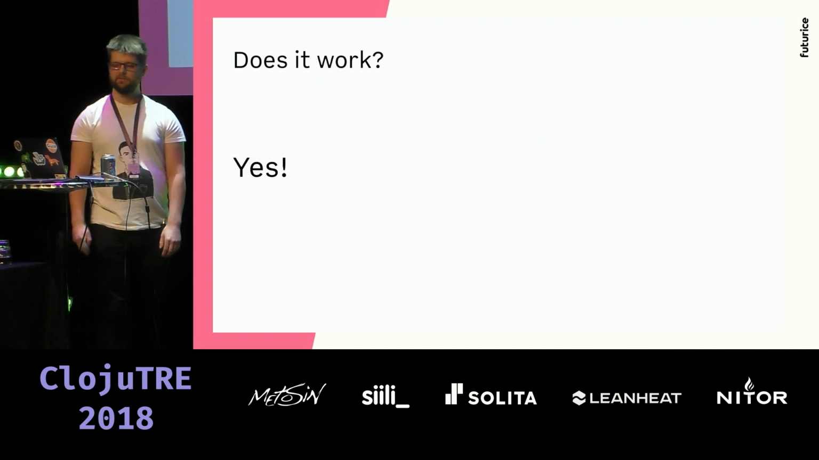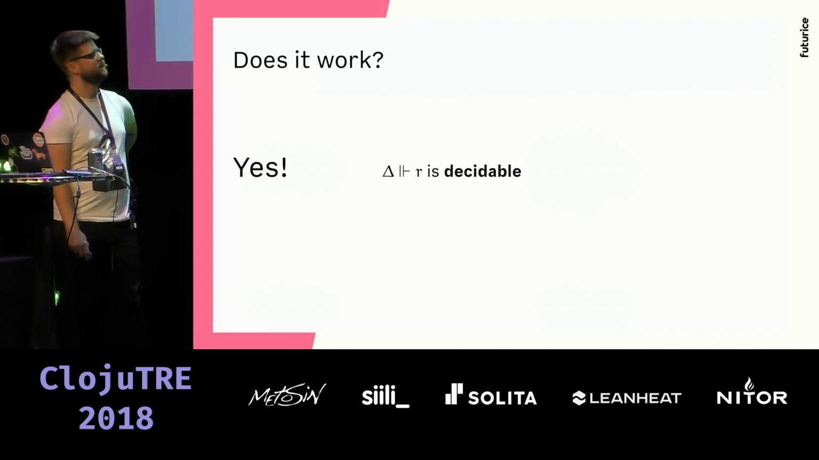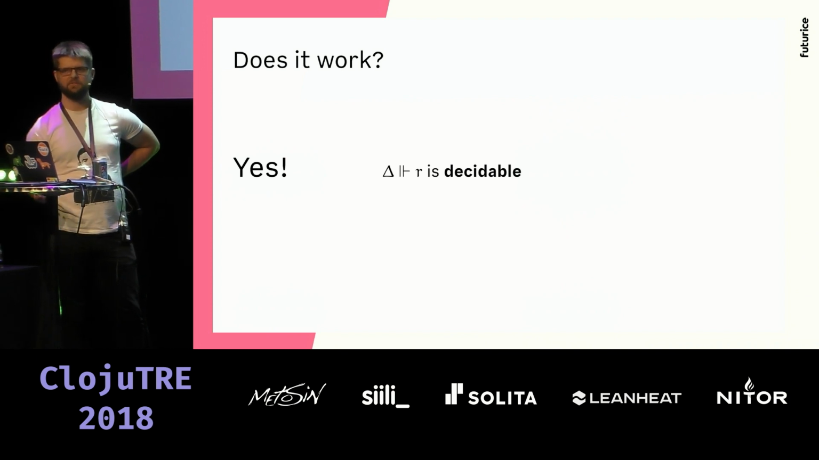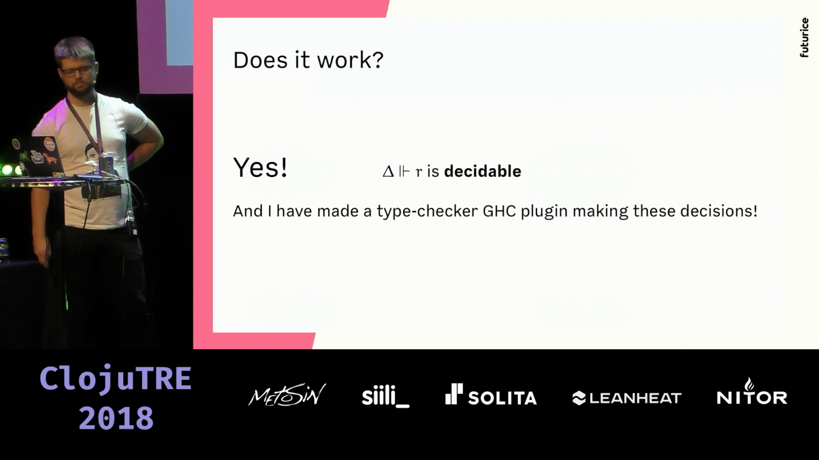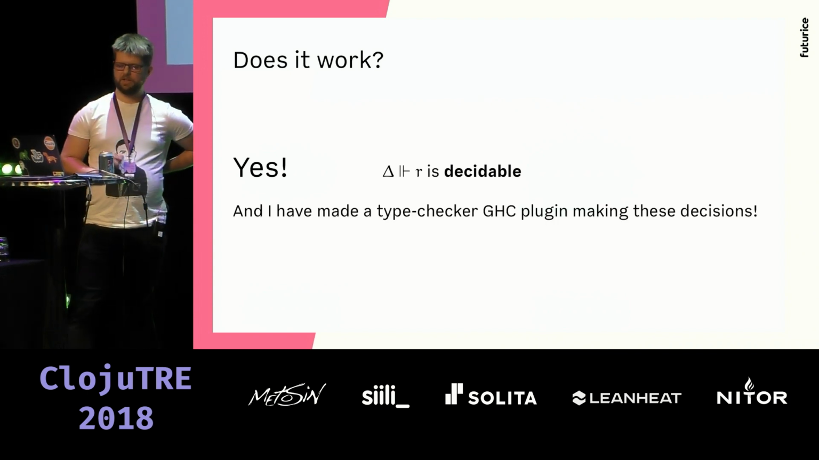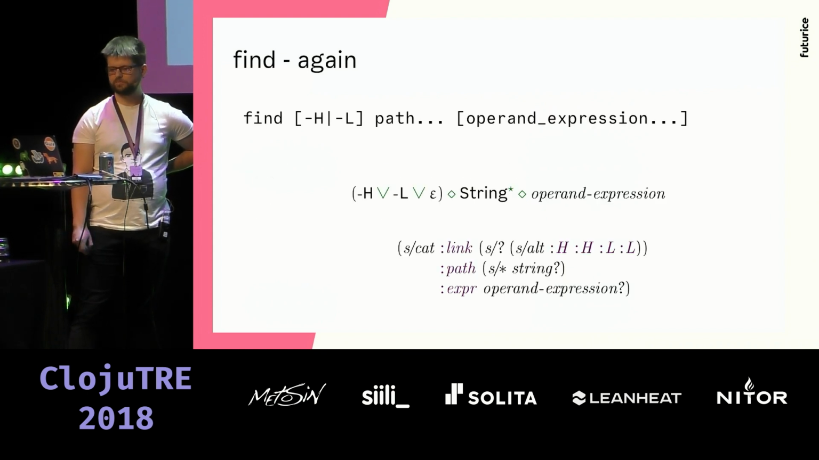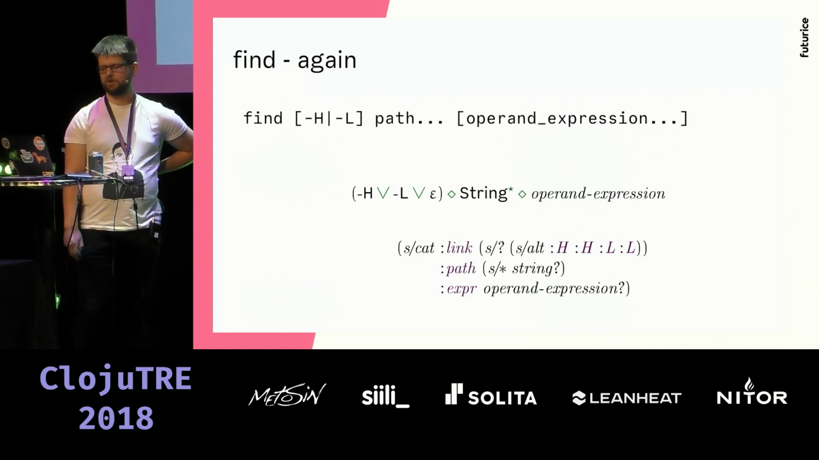And does it work? Well, it does, because I wouldn't give a talk here otherwise, and it works because the matches relation is decidable. There's a program which can say why it matches, and then we can translate it into a program which we don't see, but it's there. And I wrote a type checker plugin for GHC, the Glasgow Haskell Compiler, so I can show you in a moment that it really works.